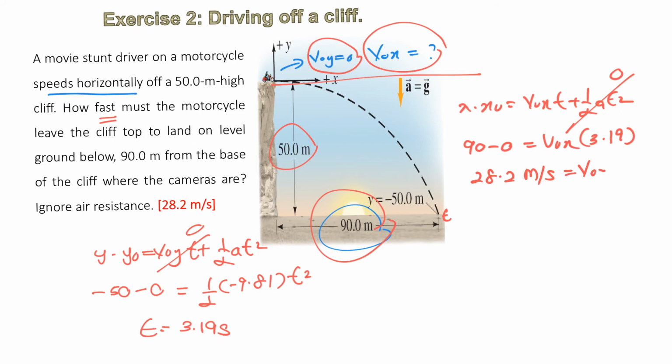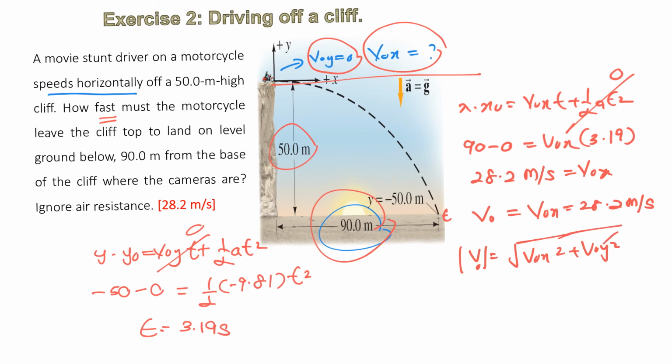Okay, but here, because the question asks you to find how fast, definitely the question asks you to find the magnitude, so please make sure that you put your final answer. V naught is basically v naught x, which is 28.2 meter per second, because based on the magnitude, you are going to find that v naught is v naught x squared plus v naught y squared. However, your v naught y squared is 0, that's why your v naught equals v naught x. Okay, that's how you do it.